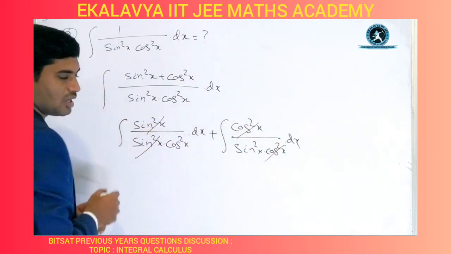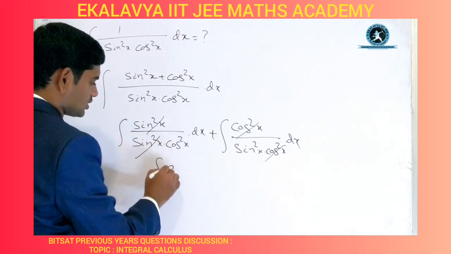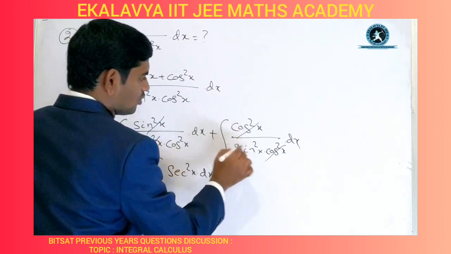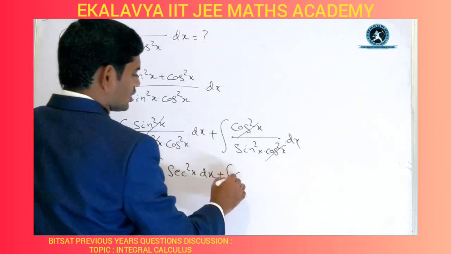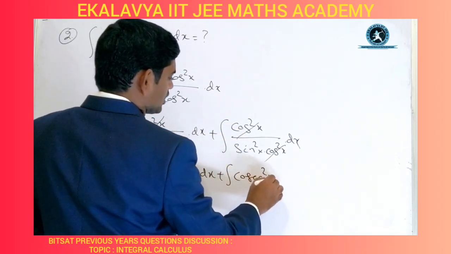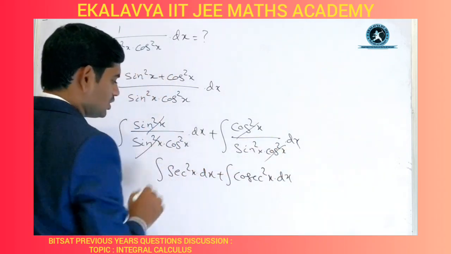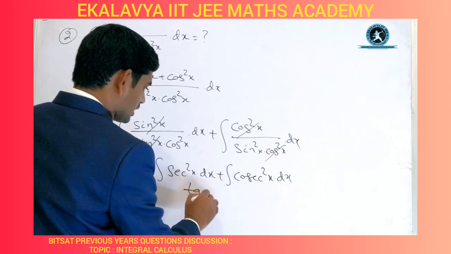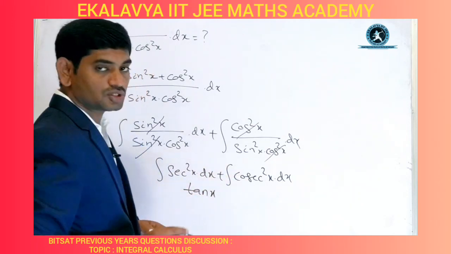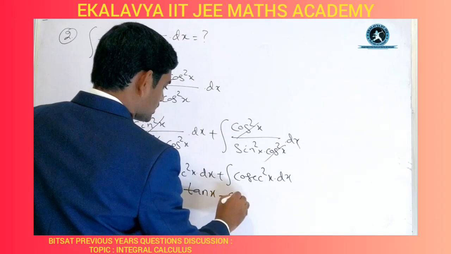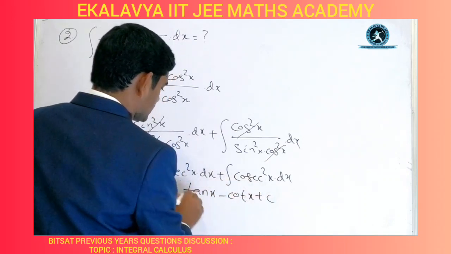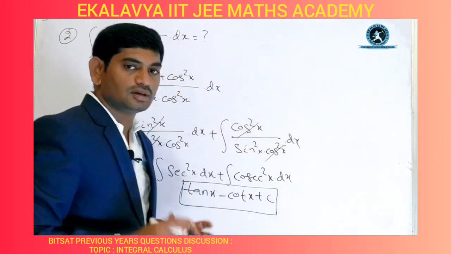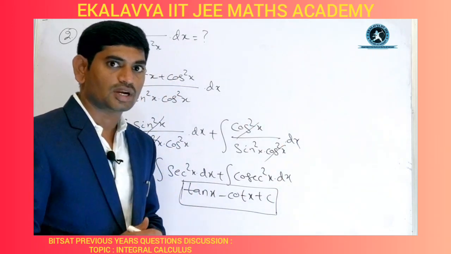Then integration of 1 by cos square x, which is secant square x dx, plus integration of 1 by sin square x, which is cosecant square x dx. Now integration of secant square x dx is equal to tan x. Integration of cosecant square x dx is minus cot x, plus c, where c is the constant. So the correct answer is tan x minus cot x plus c.